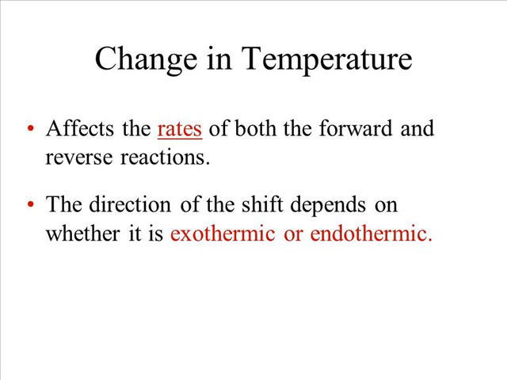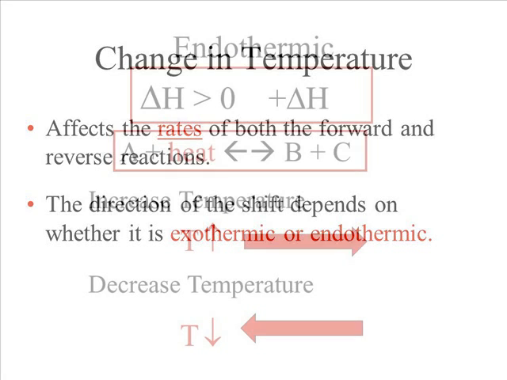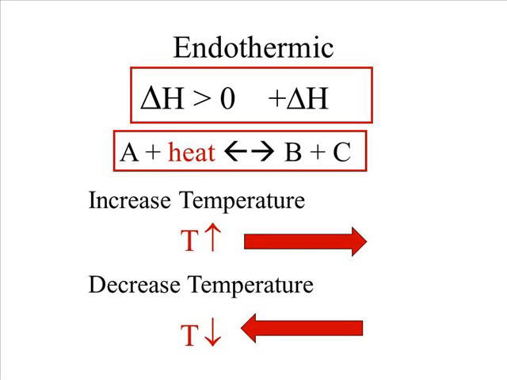Changing temperature affects the rate of the forward and the reverse reaction. So it depends on whether your reaction is exo or endothermic. If your reaction is endothermic, where heat is a reactant, then you can think of adding heat as you would adding any reactant. So if you increase the temperature in an endothermic reaction, you're going to add more heat, so the reaction is going to shift to use up that heat, and in the process make more products.